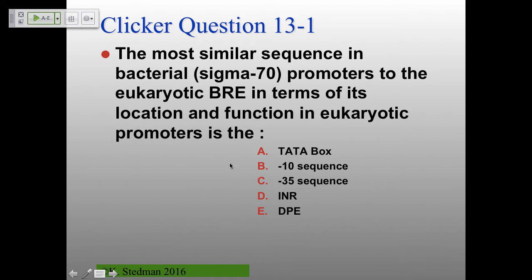-10 is relative to where the transcription starts. -35 is going to be further upstream than that. Where is the BRE relative to the other promoter elements, like the Tata box? Upstream of the Tata box, and also really important for determining the orientation of transcription, because a Tata box is the same whatever strand it's on.